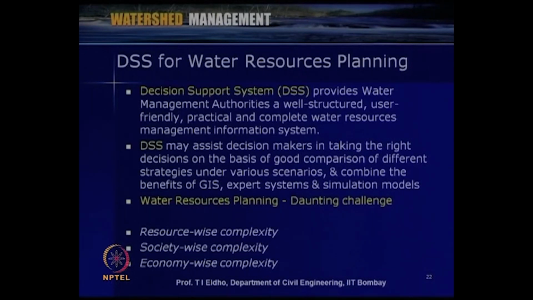So, that way DSS is very essential in water resource planning and management, and also within the context of watershed management. Water resource planning problems generally have too much resource complexity, too much societal complexity, and then economic complexity also. So, water resource and watershed planning and management is a daunting challenge. So, that way DSS will be very useful to deal with water resource plans or watershed management plans.